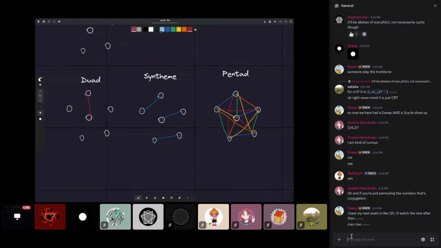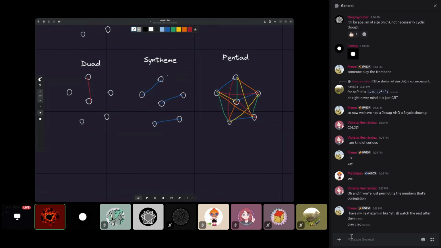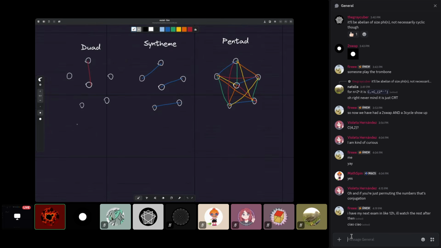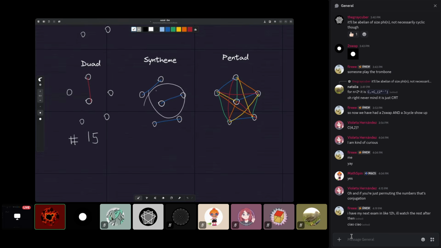Okay, what's the point of all this? The point is we're going to show that there are, so how many of these are there? First of all, it's worth noting how many of these are there. Well, it's the same as the number of 2 cycles. So the number of these is 15. Like these are basically the same thing as 3 cycles. So there's 45 of those.